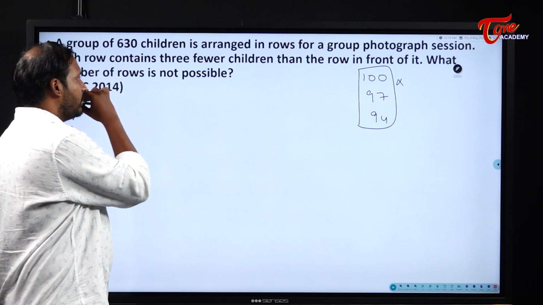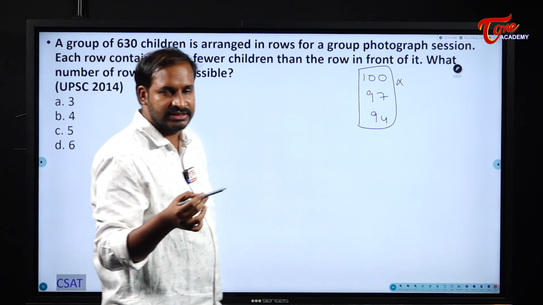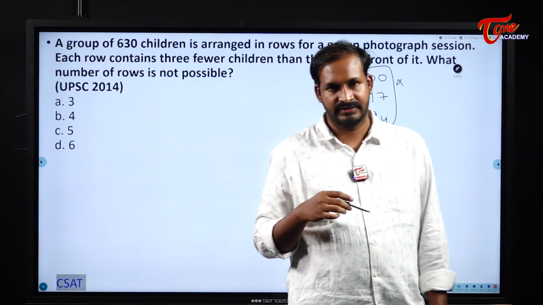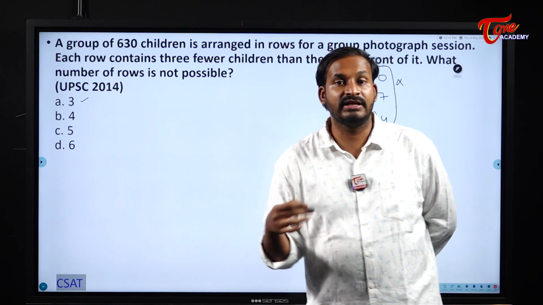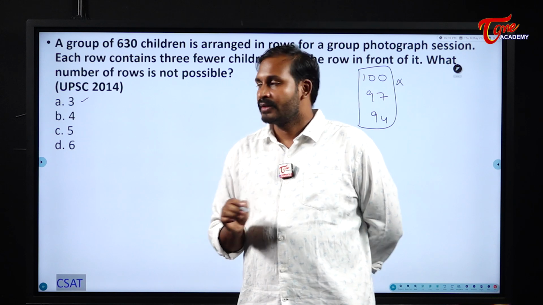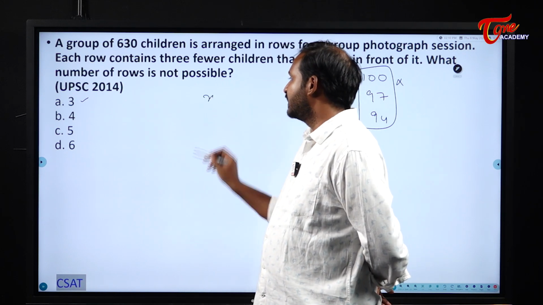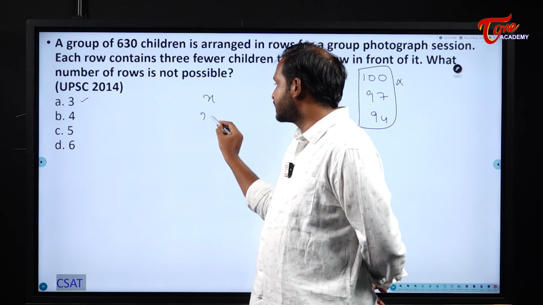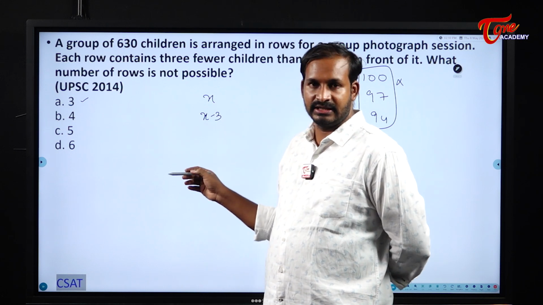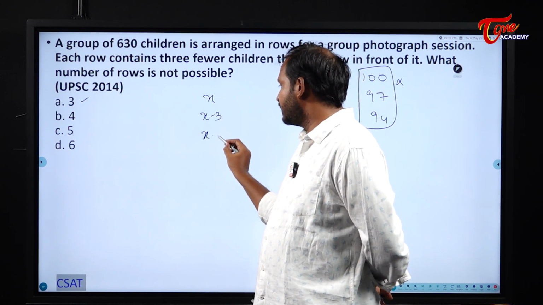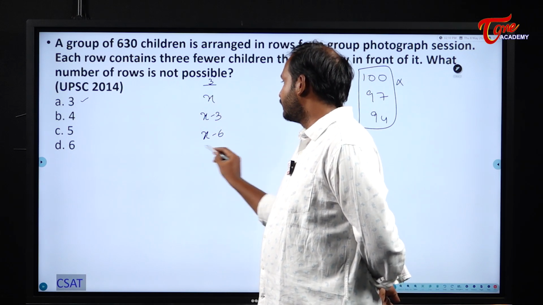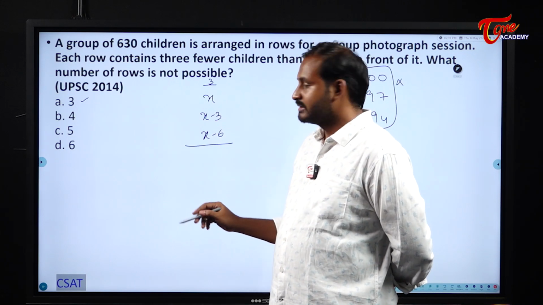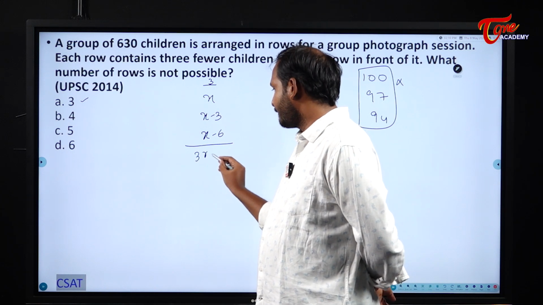Now come to the question. We will solve this question with the help of options, students. Now first option is 3 rows. We will check whether 3 rows is possible or not. So first row if it is x, next row it will become x minus 3, because it is 3 lesser. Next row it will become x minus 6. Now we will see the sum. What is the sum of these three things? 3x minus 9.